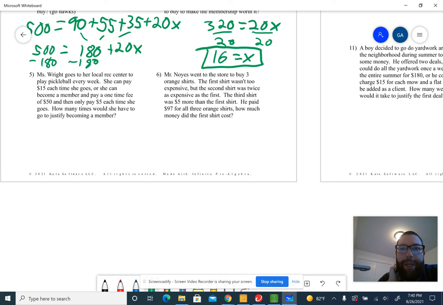So Mr. Noise went to the store to buy 3 orange shirts. Lots of shirt buying today. So I know he's buying 3. Might be important. The first shirt wasn't too expensive, but the second shirt was twice as expensive as the first. Okay. So the third shirt was $5 more than the first shirt. Okay. He paid $97 for all 3 orange shirts.